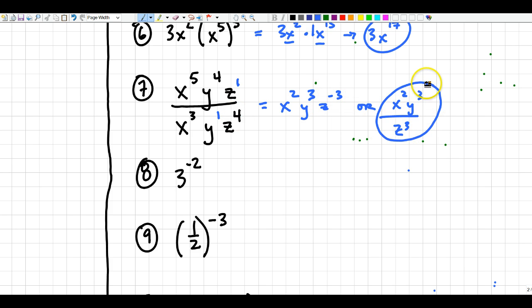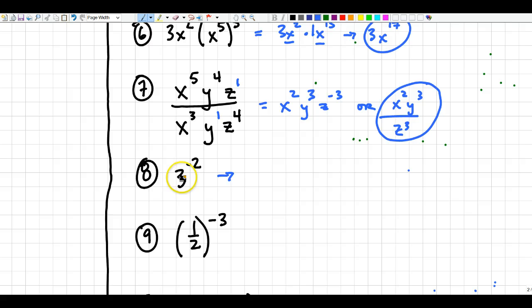Typically when they have you write answers, they're going to have you write it without negatives if you can. So this isn't a wrong answer, it's just typically you want to keep going and write it without any negatives. So that gets us into a question like number 8 that has a negative exponent in it.